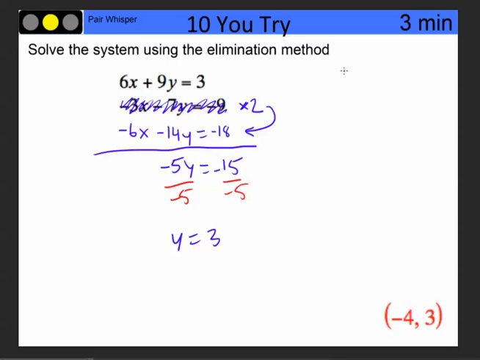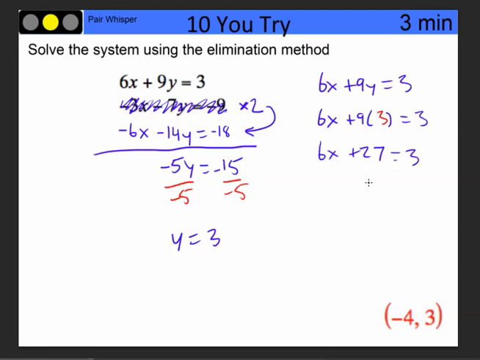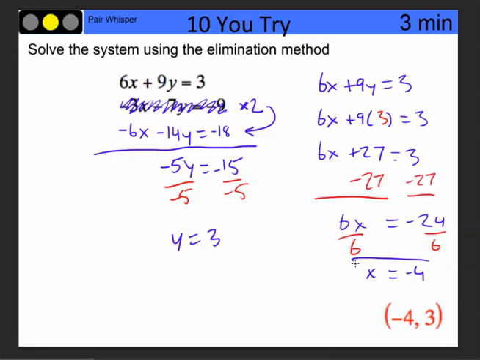Now I'm going to use that. I'm going to plug it into 6x plus 9y equals 3. So 6x plus 9 times 3 equals 3. 9 times 3 is 27. Subtract 27 on both sides. 6x equals negative 24. Divide by 6. x equals negative 4.